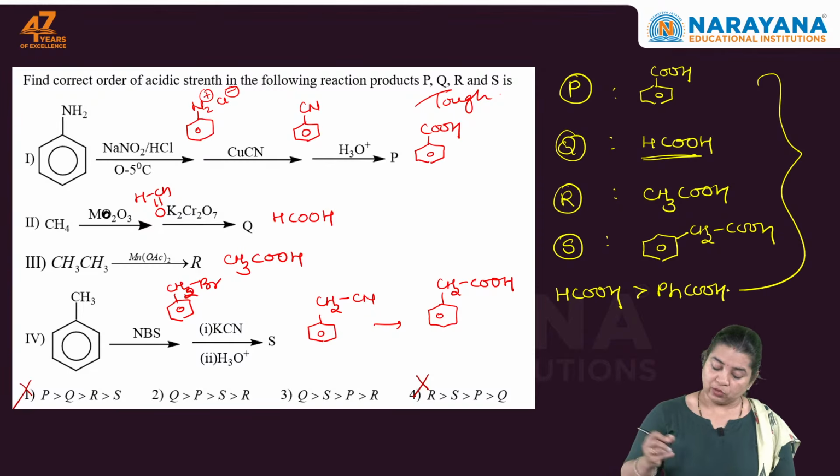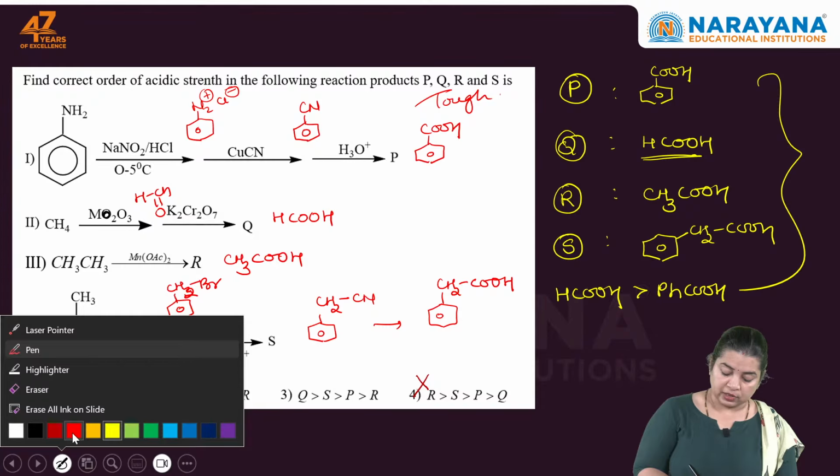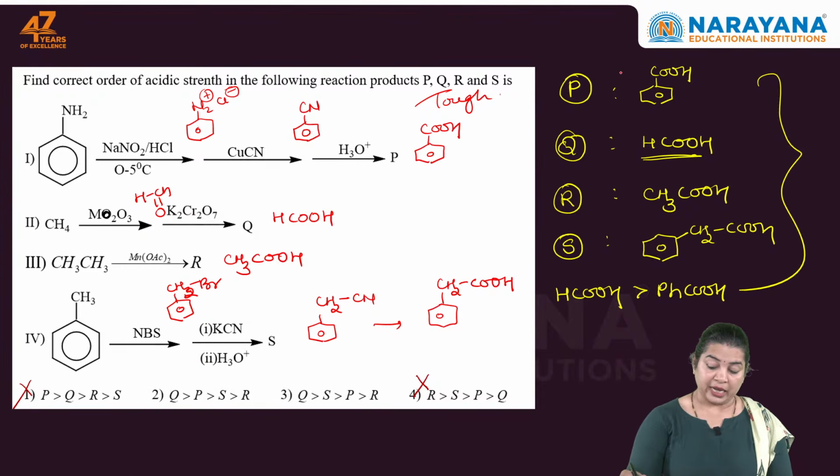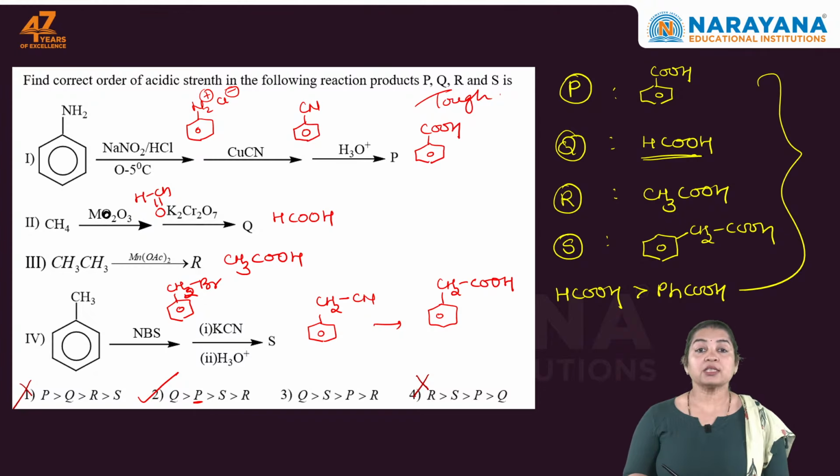Then comes the benzoic acid, and benzoic acid was named as P. So after Q, we are looking for P. Here it is S. No. PhCH2COOH, compared to that, benzoic acid is the stronger acid. So the answer seems to be 2 by this difference only.